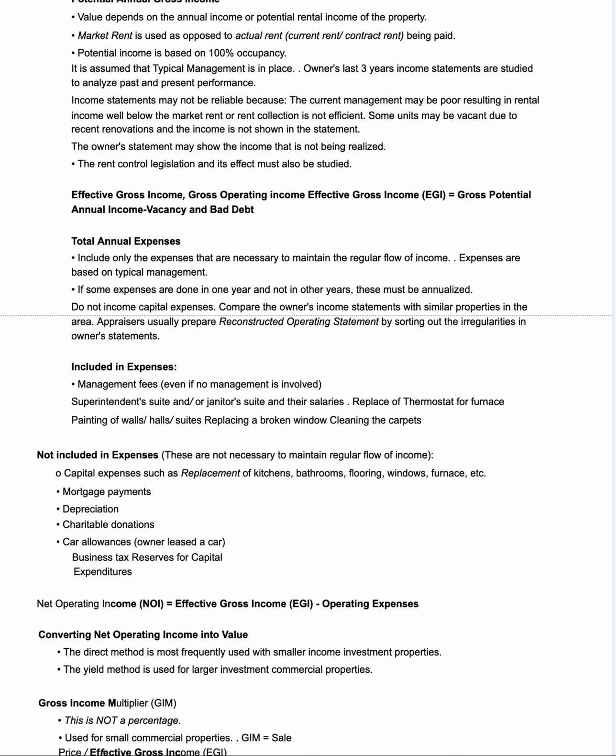Painting of the walls and replacing a broken window is maintenance. Replacing all the walls is a capital expenditure. Installing all new windows is a capital expenditure. Replacing the carpet is a capital expenditure. Replacing the thermostat on a furnace is maintenance. Replacing the furnace with a new one is a capital expenditure.